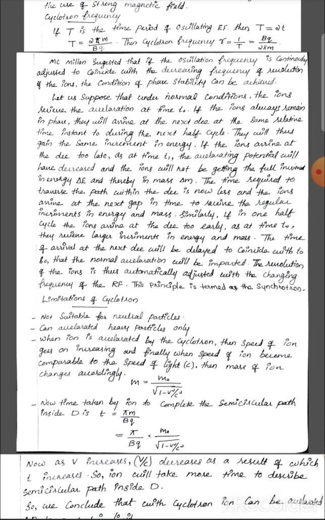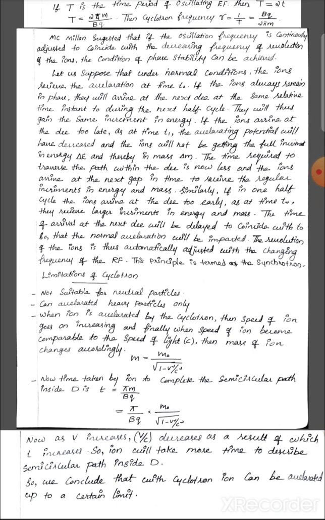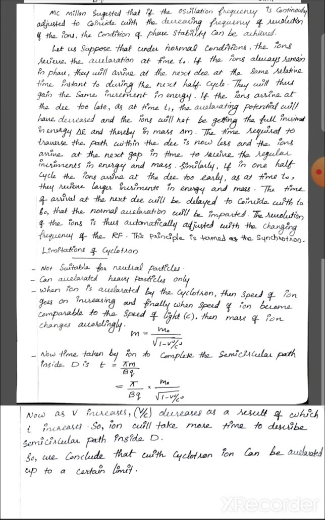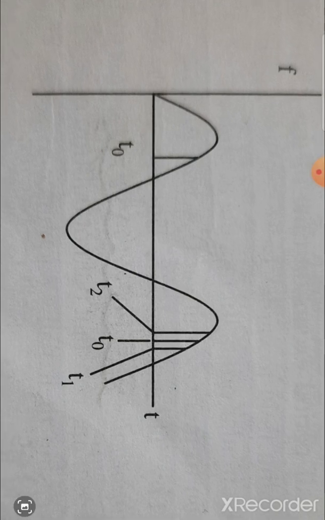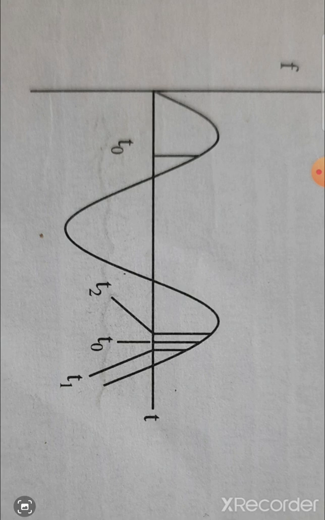Then McMillan suggested that if the oscillation frequency is continuously adjusted to coincide with the decreasing frequency of revolution of the ions, the condition of phase stability can be achieved. Let us suppose that under normal conditions, the ions receive the acceleration at time t0. If the ions always remain in phase, they will arrive at the next D at the same relative time instant t0.